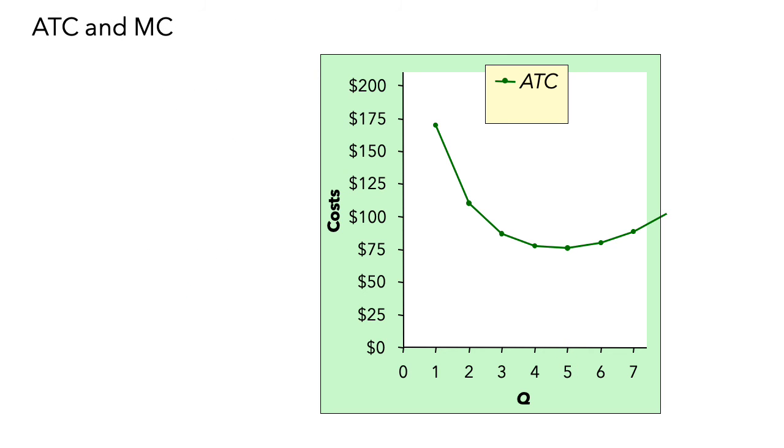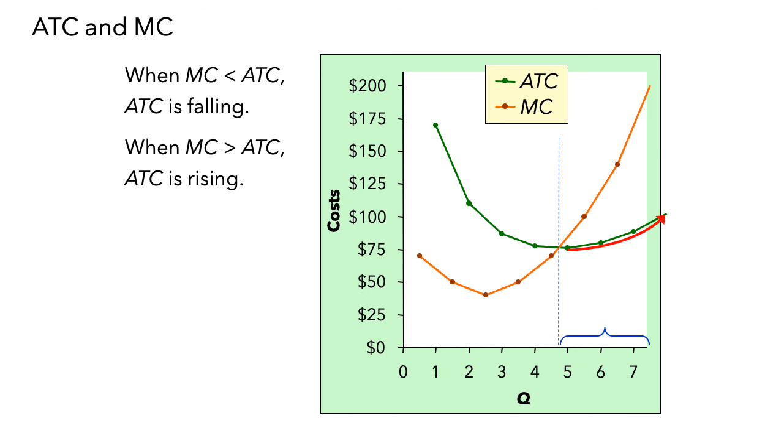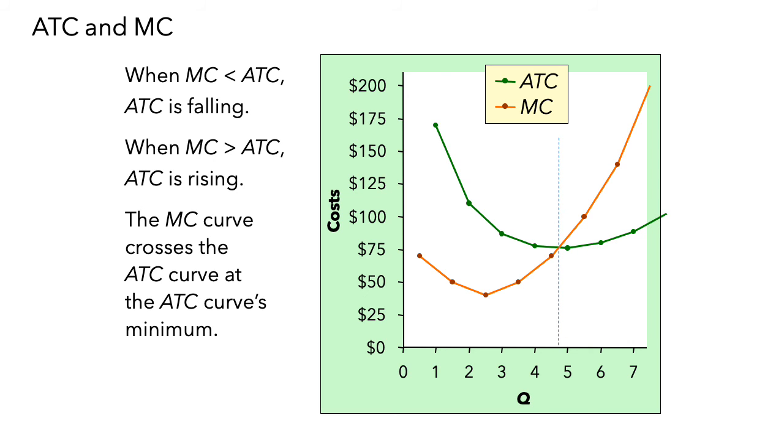So the average total cost and the marginal cost. The average total cost crosses the marginal cost where it is at its minimum. When MC is less than ATC, ATC is falling. When MC is greater than ATC, ATC is rising. Therefore, the marginal cost curve crosses the ATC at the average total cost minimum point.